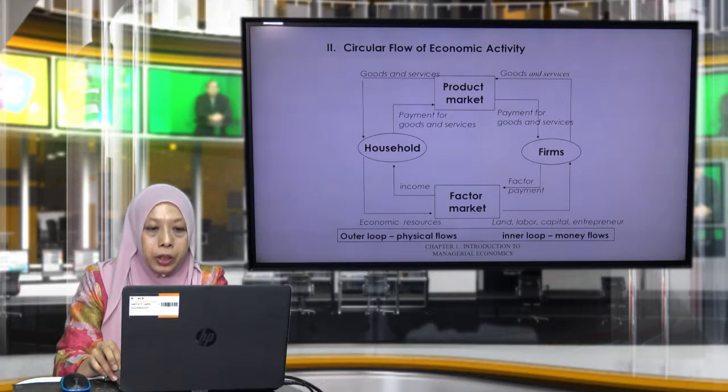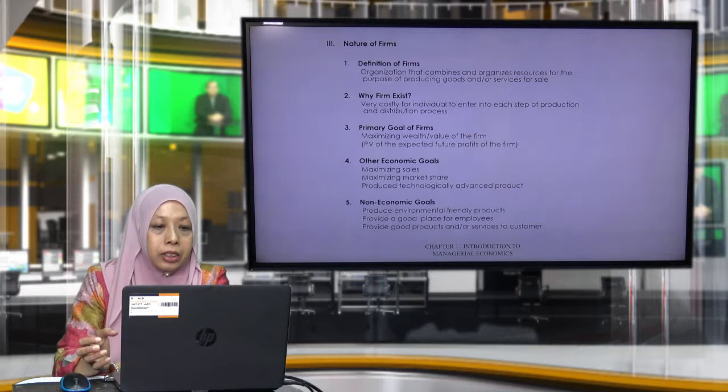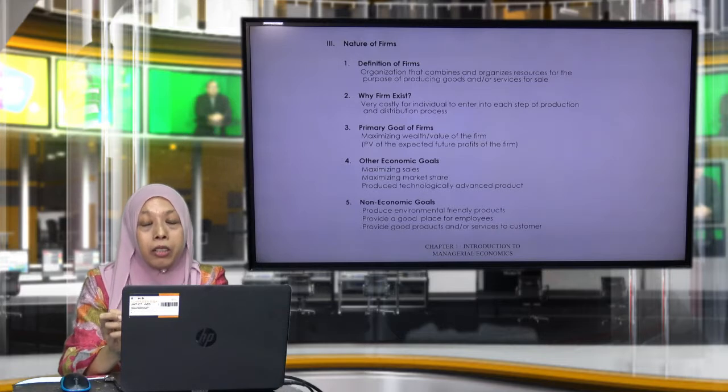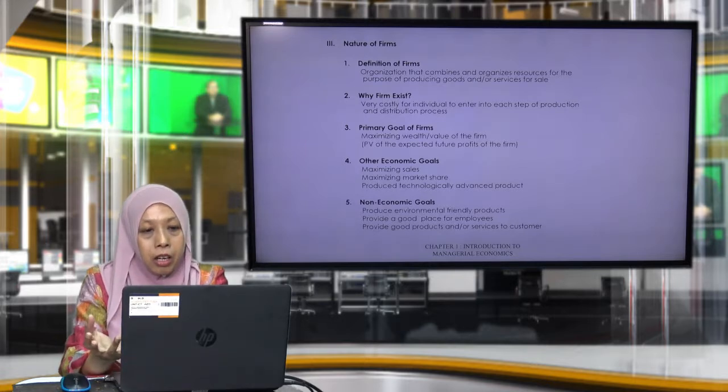Okay, so let us proceed to the next topic. That would be the nature of the firm. We would like to understand in more detail what roles are played by the firms. As you look at the circular flow model just now, firms are the organizations that combine and organize all the resources to produce goods and services to sell to the households.